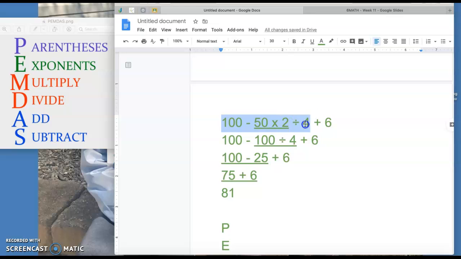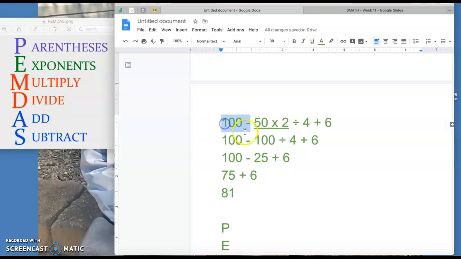All right, here I have a longer one. 100 minus 50 times 2 divided by 4 plus 6. I'm actually going to take out all of the underline, and we're going to decide together what we do first. First I'm looking for parentheses. I don't have any, so I move on to exponents. Don't have any exponents, so I move on to either multiplication or division. I have subtraction, multiplication, division, and addition. I have multiplication right here, and division right there. Remember, when you have both, you're working from left to right. So I'm going to work with multiplication first, and I'm going to underline the multiplication.